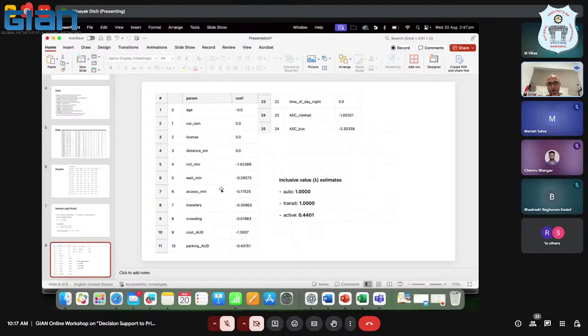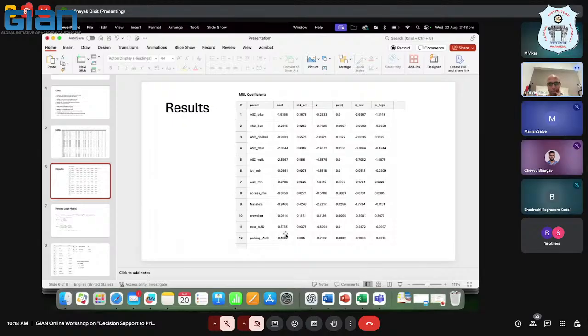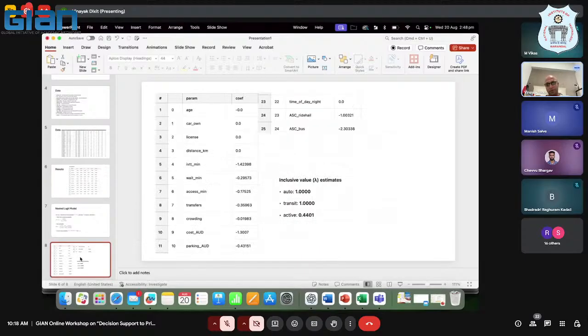So the value of time now here is IVTT by cost. If I do 1.3 divided by 1.4, it is close to 1, as opposed to here, which was 0.17 divided by 0.03, close to 4. So if you don't do a nested logit model appropriately, you might get very different values of time. You were getting $4 a minute, while here you're getting $1 a minute.